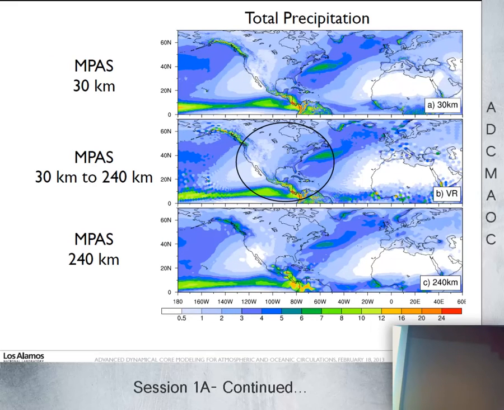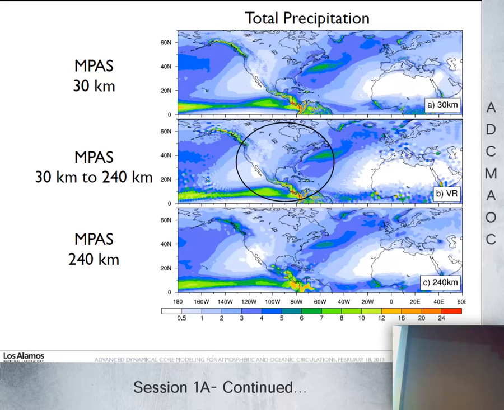But for the point of today's presentation, what I want to convince you of is that this does have some utility in terms of a multi-scale model. So here's a global 30-kilometer simulation, ANIP. Here's a global 240-kilometer simulation, ANIP. And then here's our multi-scale simulation where we have 30 kilometers in this region here.